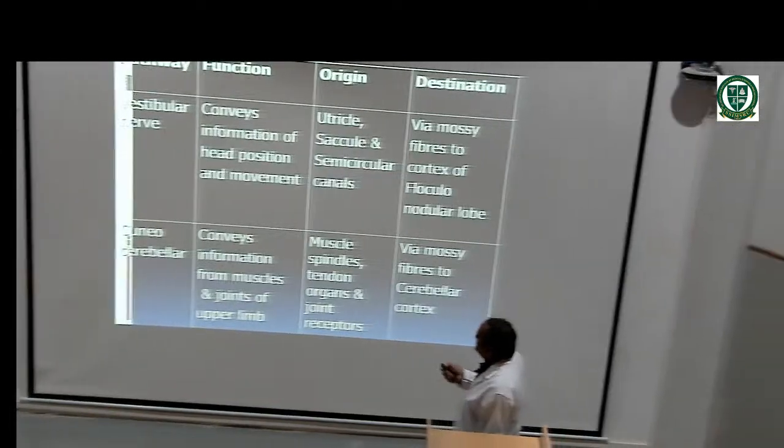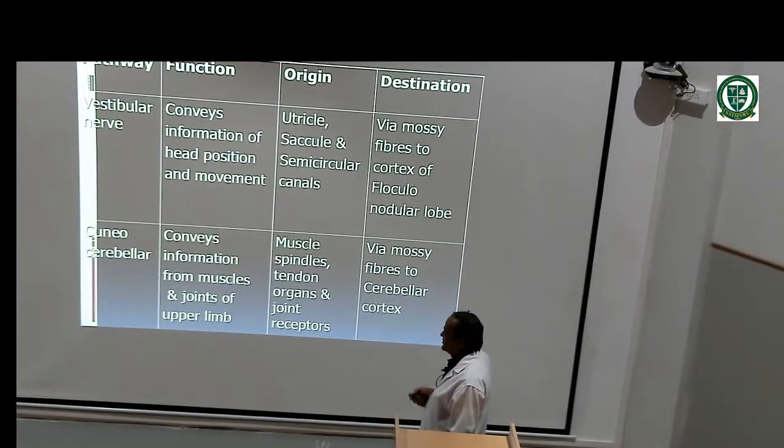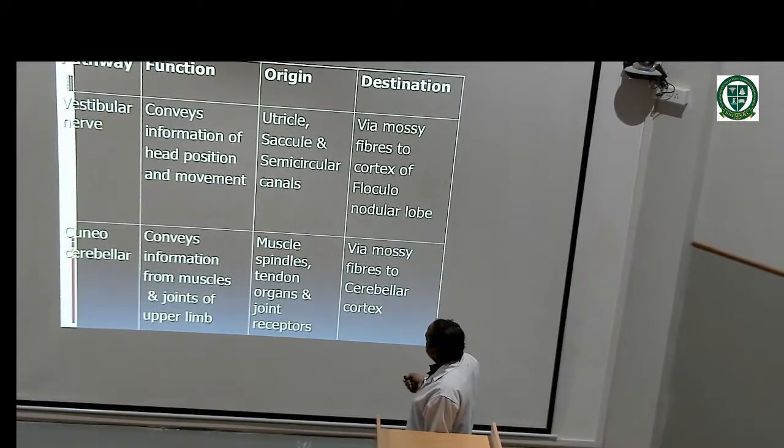Cuneocerebellar fibers. The function is that it conveys information from muscles and joints of the upper limb, and they arise from the muscle spindles, tendon organs, and joint receptors via mossy fibers to the cerebellar cortex. Cuneocerebellar fibers.